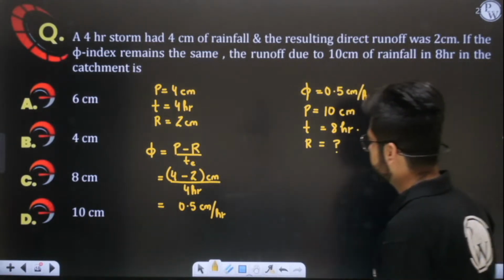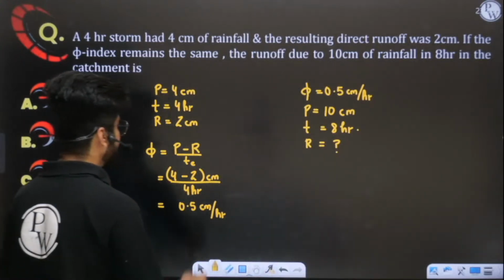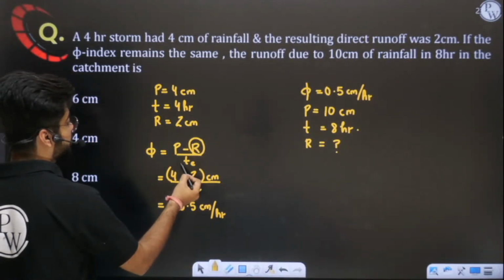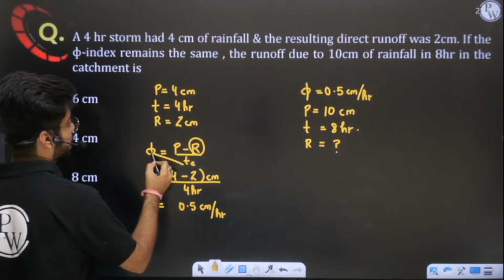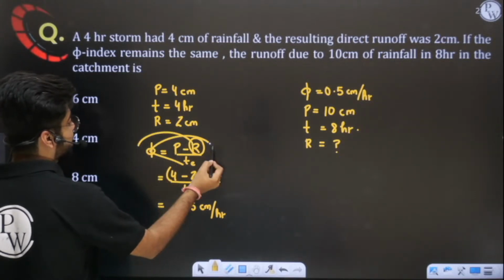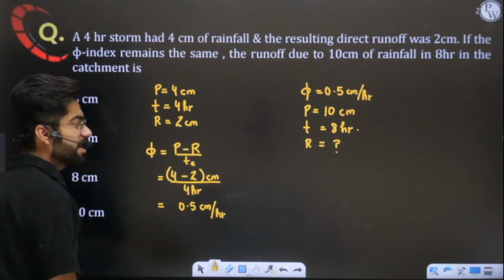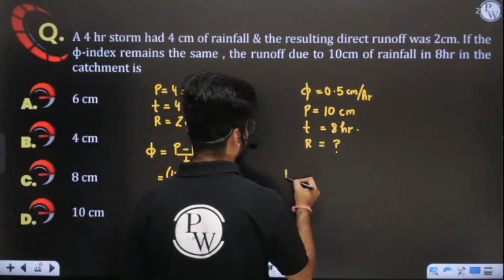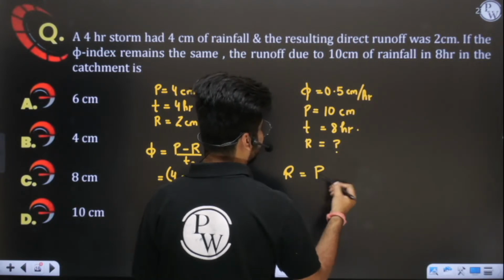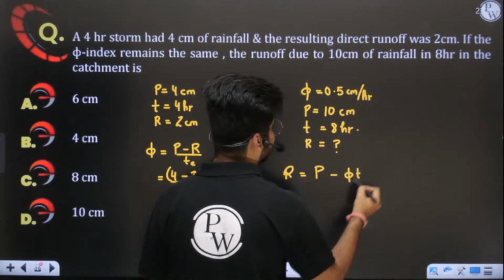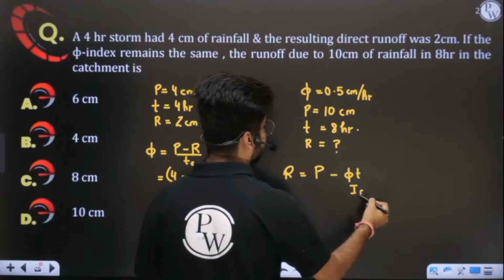Can you find runoff? Yes, sir. Obviously. See, infiltration is phi into T. So runoff is P minus phi T. Yes or no? Runoff will be total precipitation minus infiltration. Infiltration is phi into T. This is infiltration.